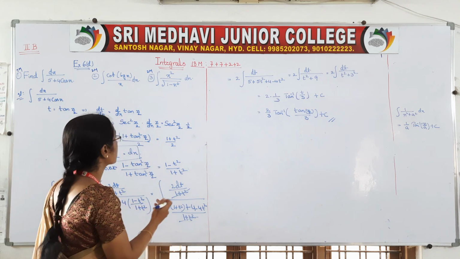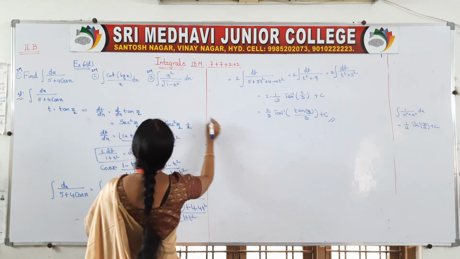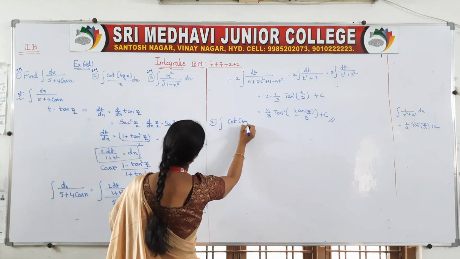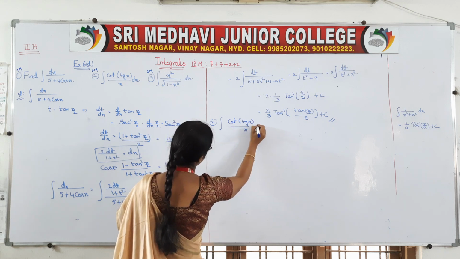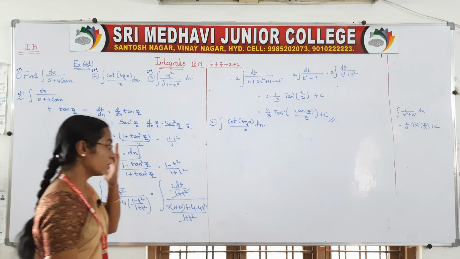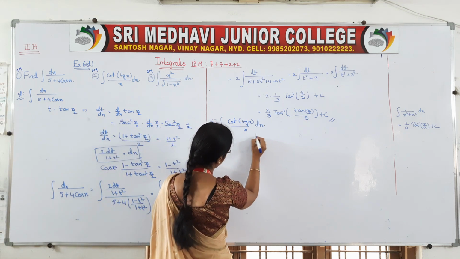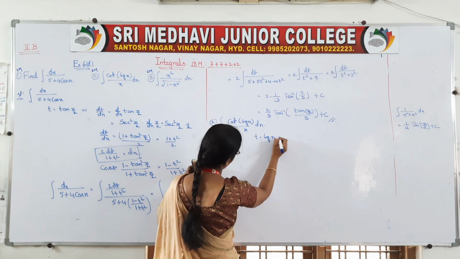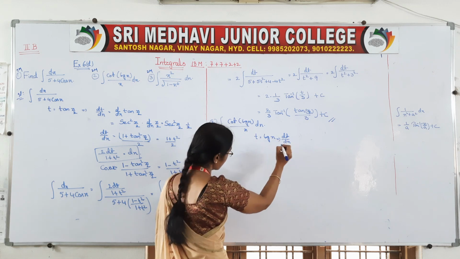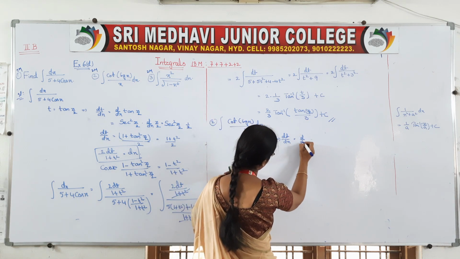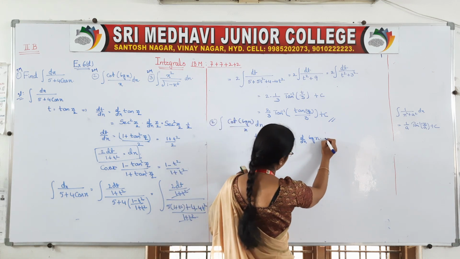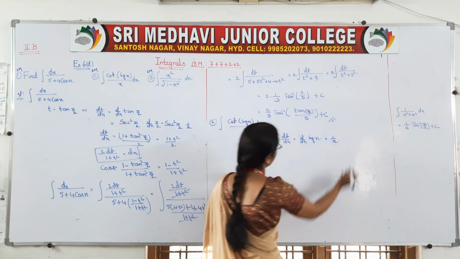Okay. Now come to the next question. What is that question? It is integral cot of log x by x dx. Okay, so how will we solve this problem? If you observe it, if we take t is equal to log x, what happens to dt by dx? dt by dx means both sides we are differentiating with respect to x. That means d by dx of log x. d by dx of log x is 1 by x.